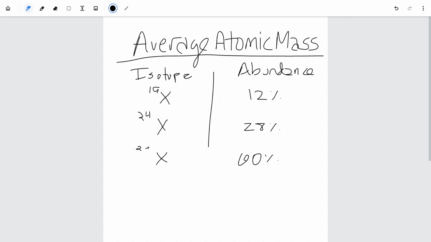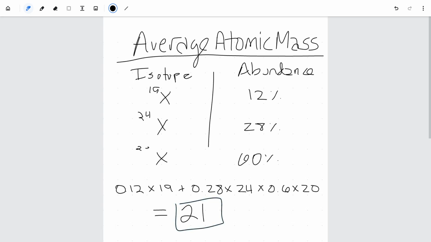So we need to figure out what the average atomic mass of this isotope is. And the way that we do that is we take a weighted average of all of these isotopes. In order to do that, we multiply the abundance of the isotope by its atomic mass, and we sum up all the isotopes. And so we simply do 12% times 19 plus 28% times 24 plus 60% times 20. And when you do this on a calculator, you get a value of 21. So this would be the average atomic mass of this mystery element of X.